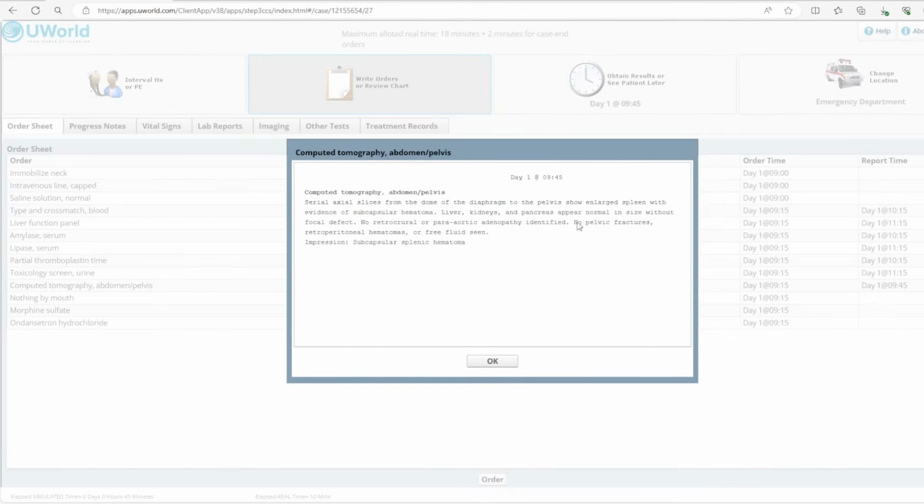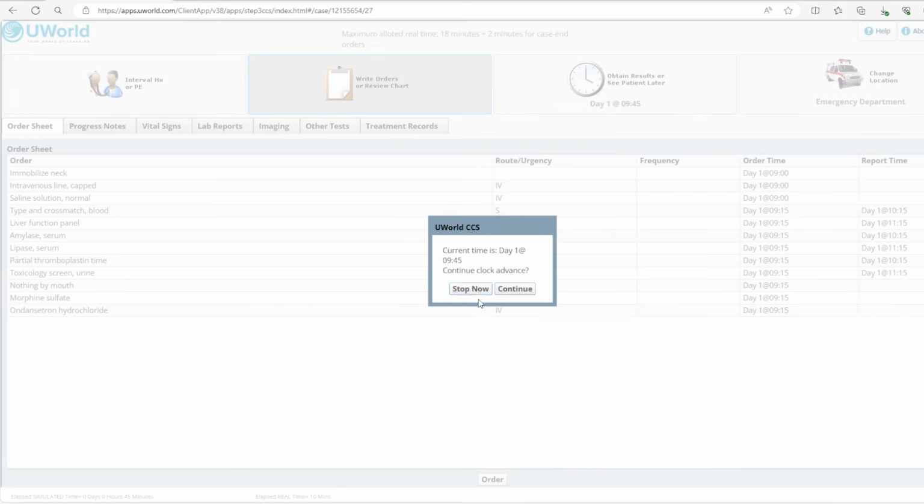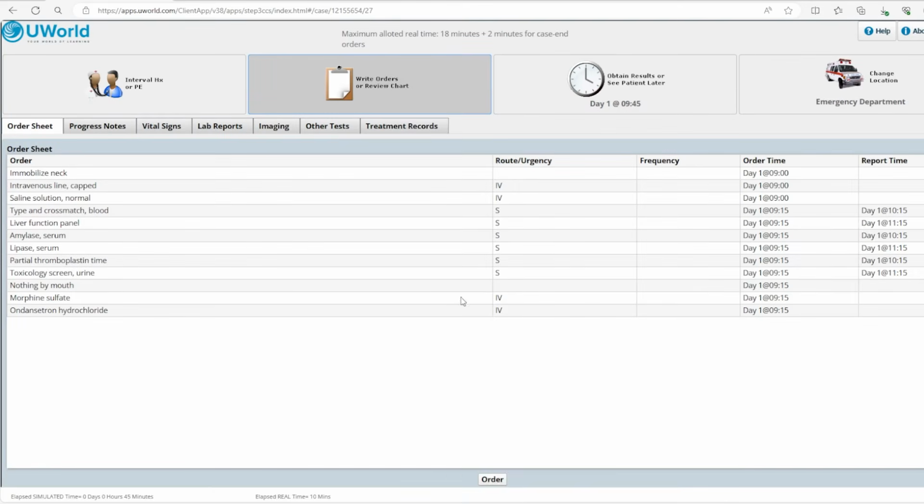We'll click continue. Now we got the CT results. That's technically the most important part of this case. And the impression is subcapsular splenic hematoma. You can read the details of the CT scan, but the main finding is there is a splenic hematoma. So here you have to click OK and stop now. Why? We don't want to advance the clock more. We want to get a surgical consult since there is a splenic hematoma.